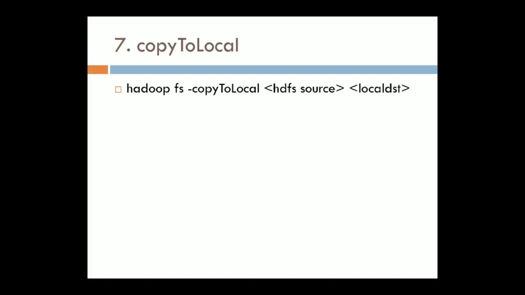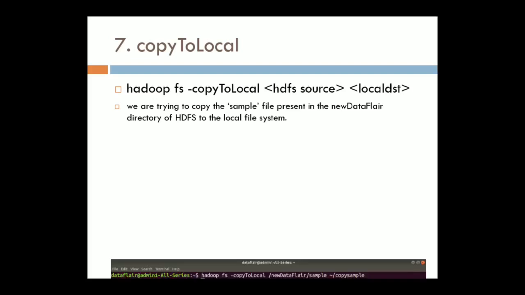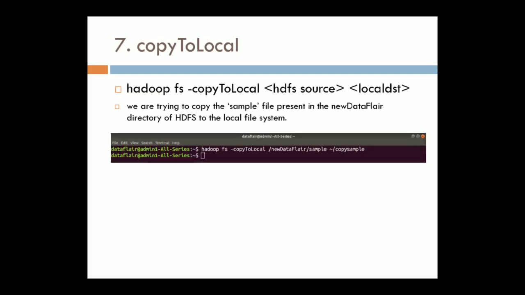Now copyToLocal. People may say, sir, if I want to store a file from the local to the Hadoop file system I have to use copy, but if I want to go back, getting the file from the Hadoop system and putting it into the local system, I have to use the put command. It is not like that. You can use copyToLocal also. It works in the same way.